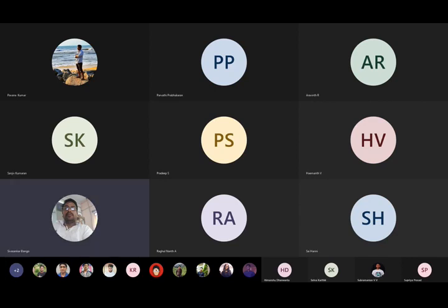So in last class we studied about two-tier architecture of database management system and three-tier architecture of database management system, right? So I want one of you to explain the two-tier architecture of a database management system.